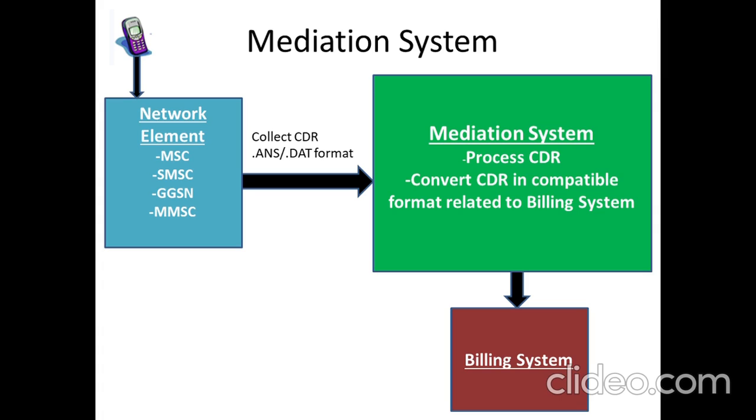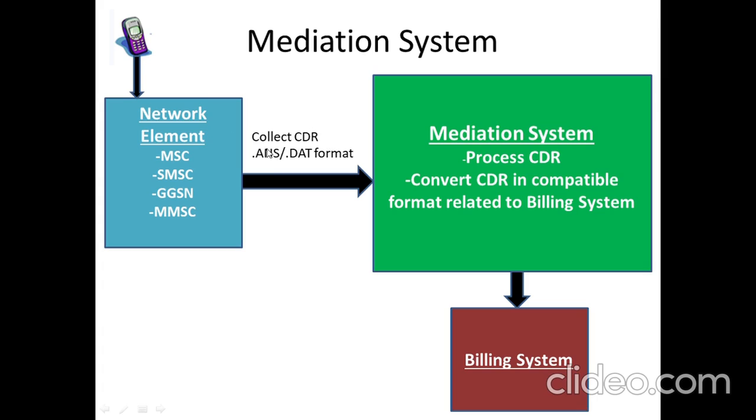The main basic thing you have to remember is that the need of the mediation system is because telecom companies never charge a flat rate for all the services. So we need to track the calls and collect the call detail record, that is CDR. Some people might know it as UDR, that is usage record. Then the CDR, which is collected from different network elements, needs to be converted by the mediation system into a compatible format required by the billing system. This is the basic idea of the mediation system. Now we'll look into it with the help of this particular flow.